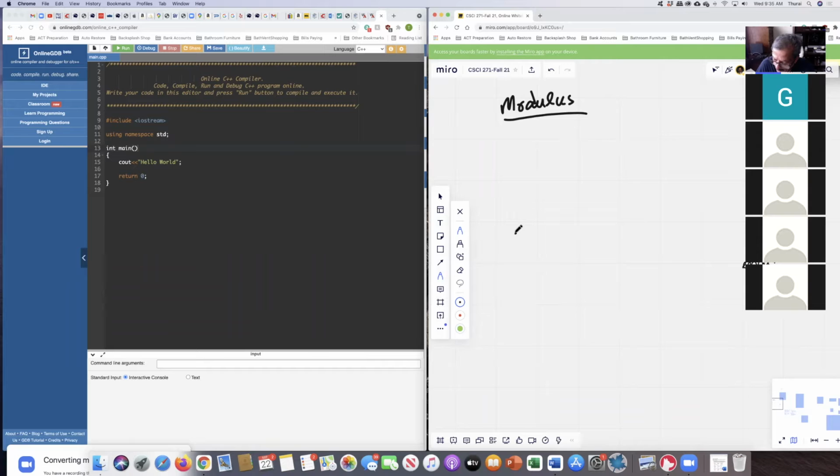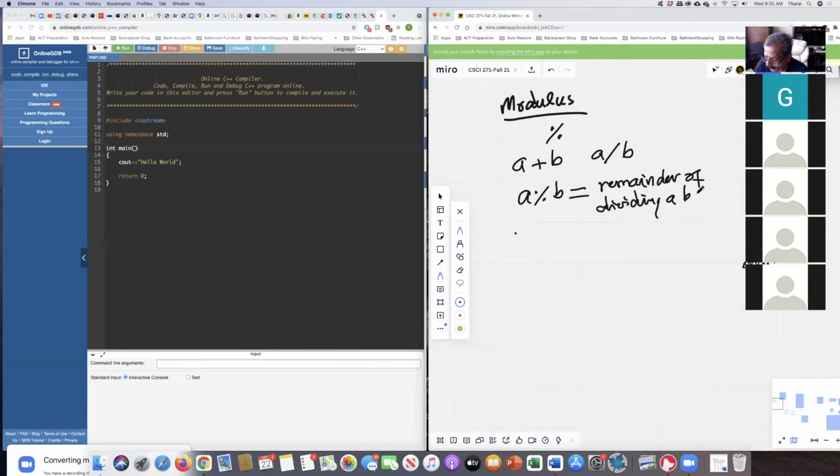Okay, the modulus operator has the percentage symbol. Just like writing A plus B and A slash B, you can write A modulus B. You apply the modulus operator to A and B. The result of this operator is the remainder of dividing A by B. So for example, if I write 15 modulus 4, then you divide 15 by 4. 4 goes into 15 3 times, and there is a remainder, right? 4 times 3 is only 12, so the remainder is 3. That 3 is the value of this operation.